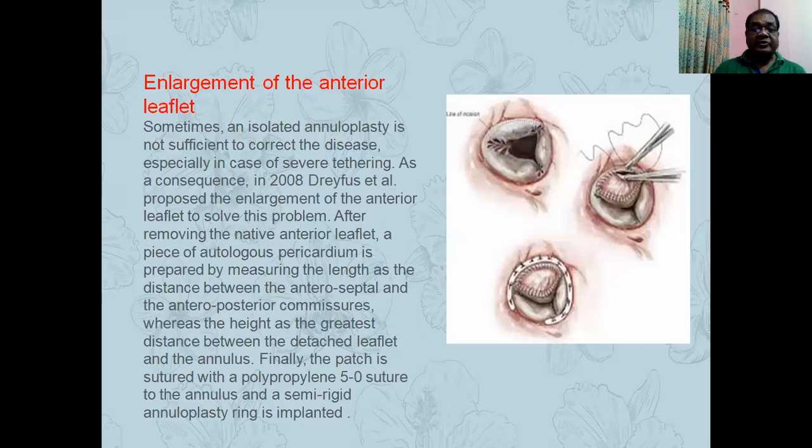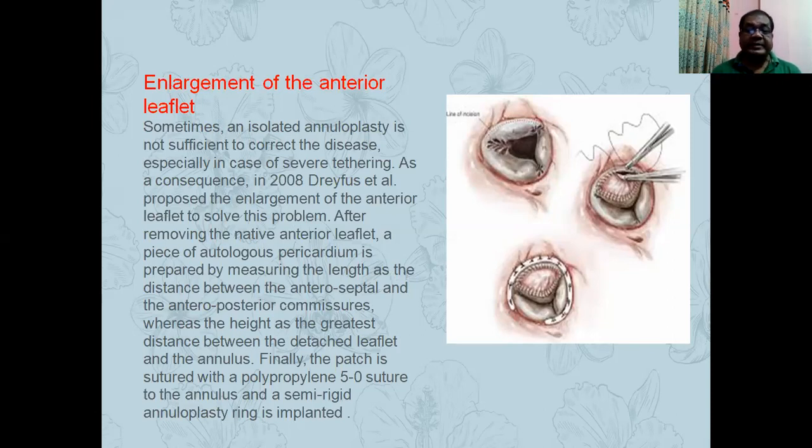Sometimes enlargement of the anterior leaflet is necessary when it is very much reduced in size or it is very much damaged or maybe fibrosed. In that case, enlargement of the anterior leaflet is required to make it further competent. Sometimes an isolated annuloplasty is not sufficient to correct the disease, especially in case of severe tethering. As a consequence, in 2008, Dreyfus et al. proposed the enlargement of the anterior leaflet to solve this problem.